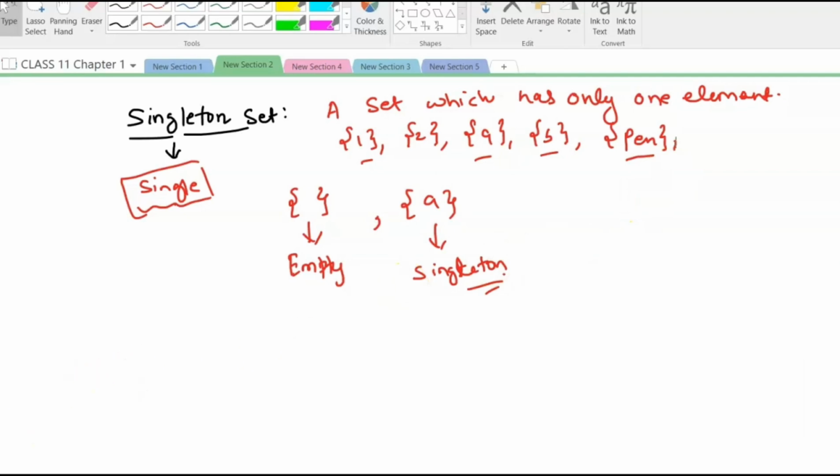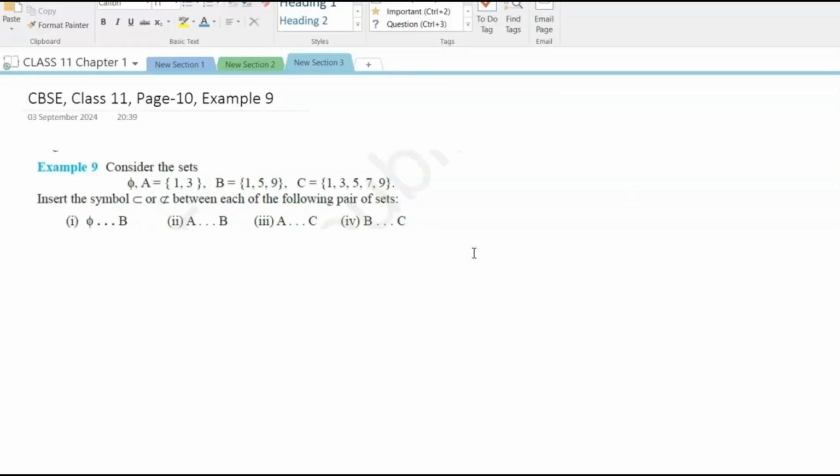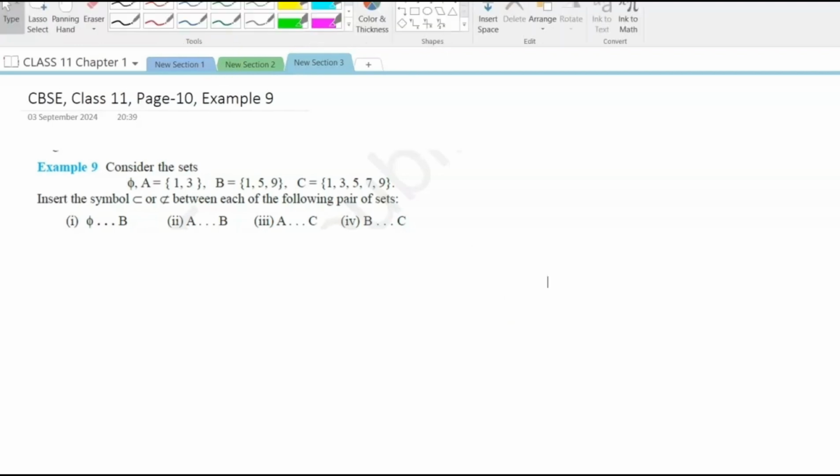Okay, so let's start the example. In this example, we have been given the sets: the empty set, the set A = {1, 3}, and B = {1, 5, 9}. C is given as {1, 3, 5, 7, 9}. Insert the symbol subset or not subset.